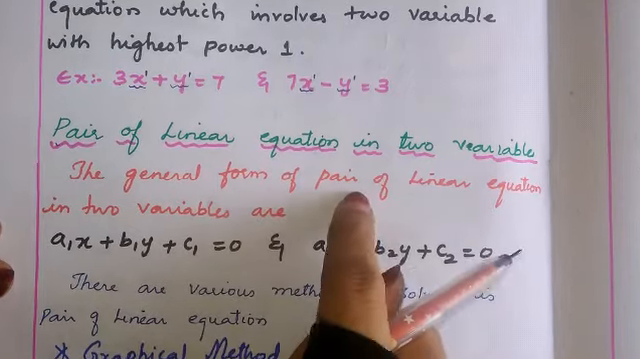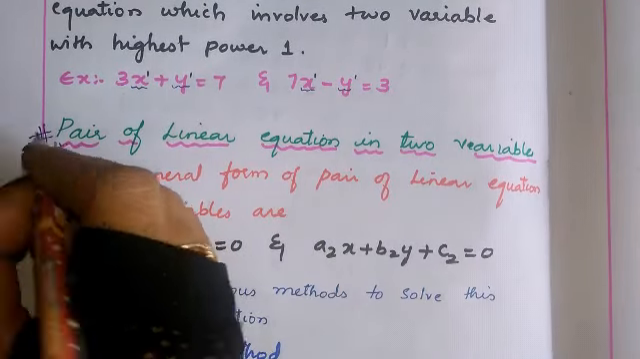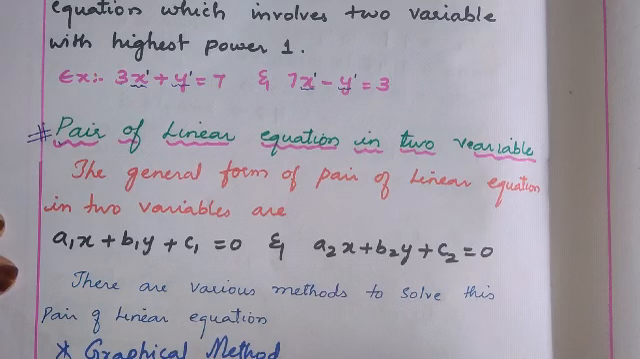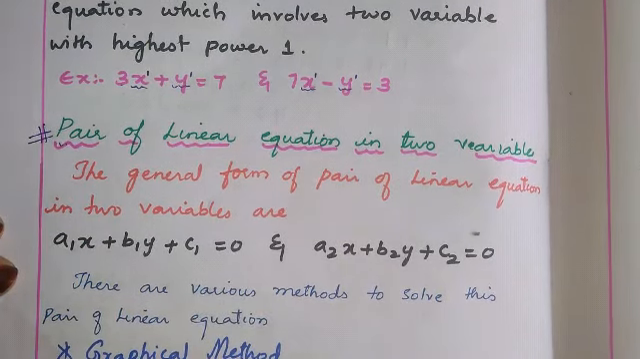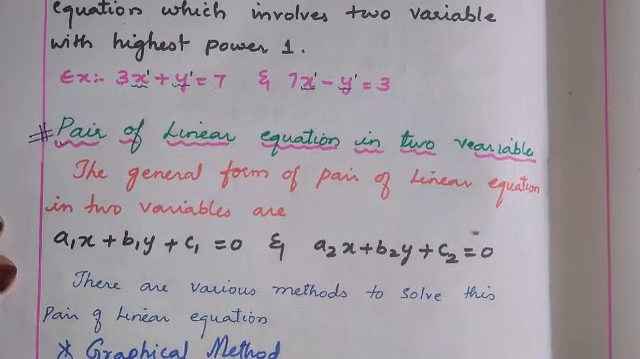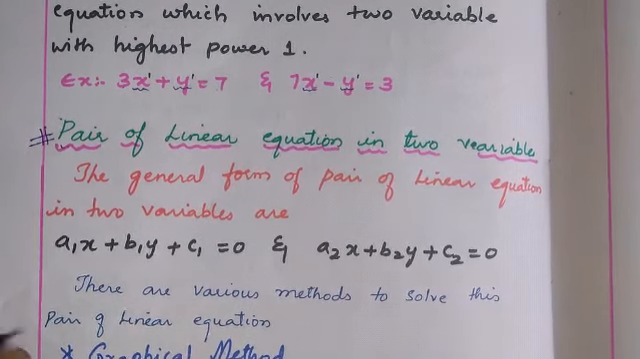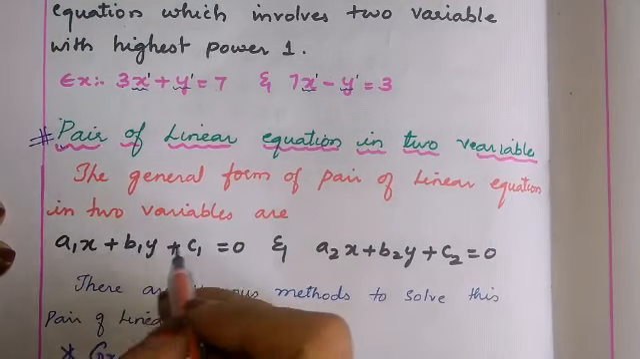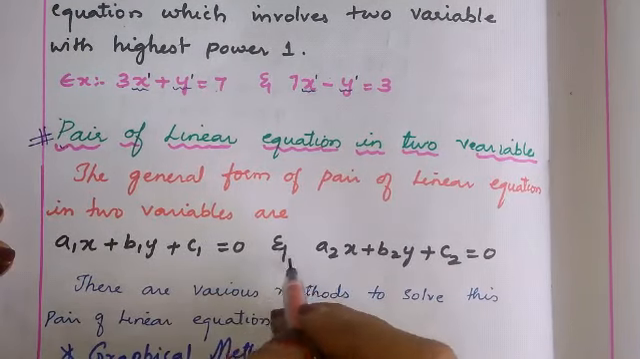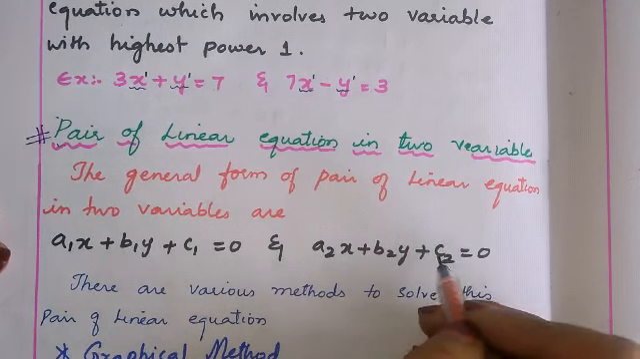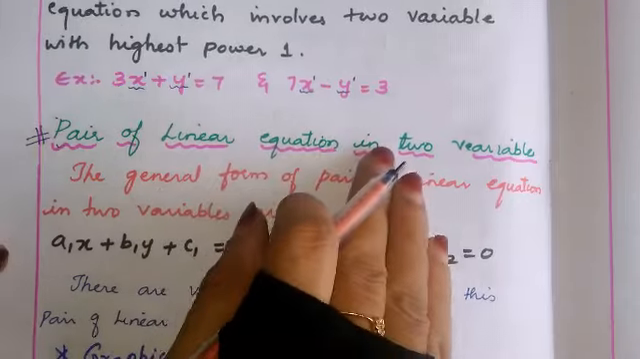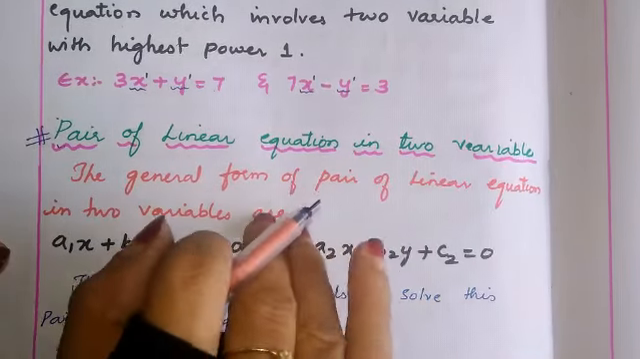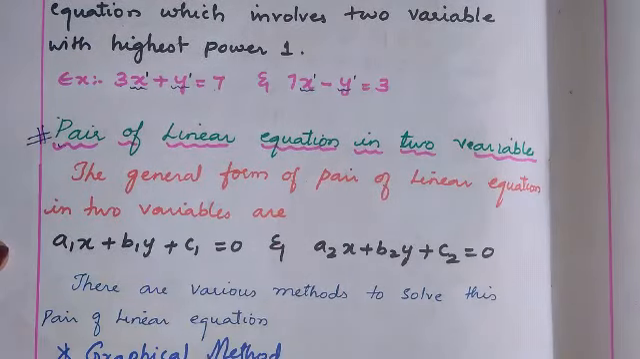You may get a 1 mark question like: write the general form of a pair of linear equations. It is nothing but a1x plus b1y plus c1 equal to 0, and a2x plus b2y plus c2 is equal to 0. This is nothing but the pair of linear equations general form, the standard form.